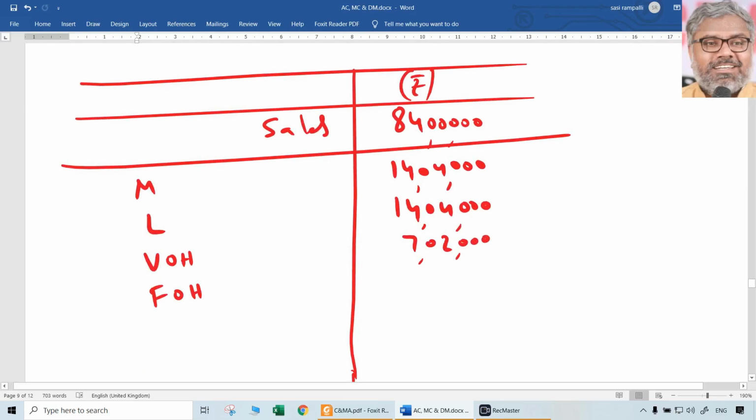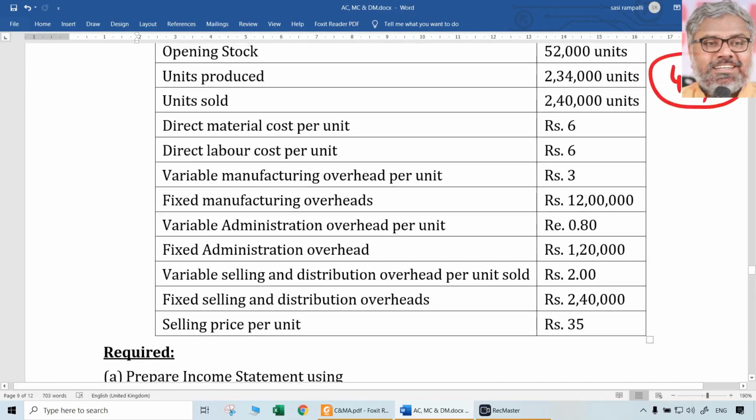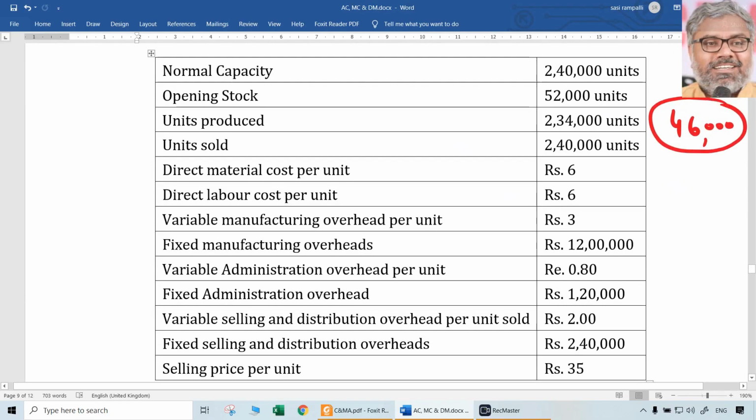Main thing is fixed manufacturing overheads. See, fixed manufacturing overheads is something that will be absorbed on the basis of normal capacity. Like 12 lakhs rupees is the fixed manufacturing overheads. Normal capacity is 2,40,000. What is the predetermined rate of fixed manufacturing overhead absorption? Overheads are always absorbed. Incurred is different, absorbed is different. There will be difference. So 5 rupees per unit is the absorption rate for fixed manufacturing overheads.